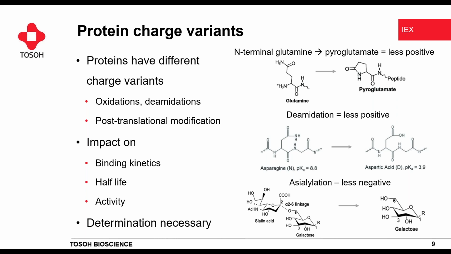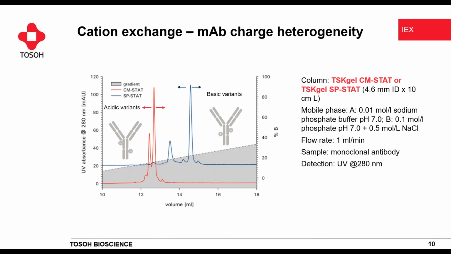With ion exchange chromatography, you're looking at the percentage of the basic and acidic charge variants of your protein. Here is an example for cation exchange chromatography. We have a monoclonal antibody that has a charge heterogeneity, so we have different charges within our antibody. You also see that we have acidic variants and basic variants. And we have two different cation exchange chromatography columns. In this case, it's two TSKgel columns, the CM-STAT and the SP-STAT.